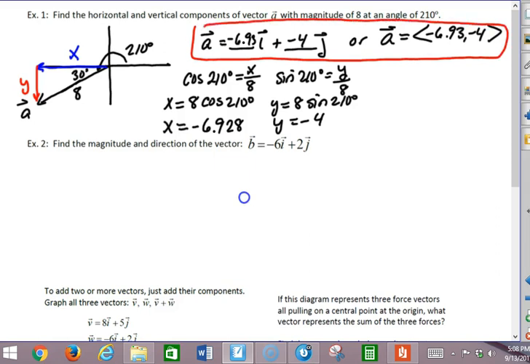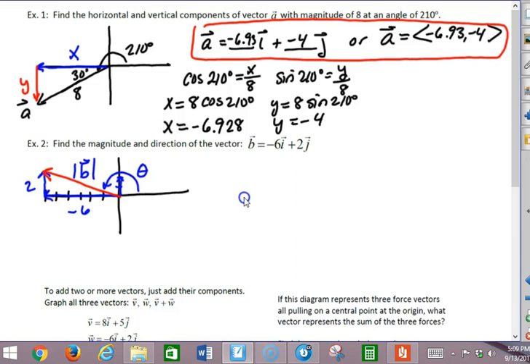Now sometimes I'm given the components and I want to find the magnitude and direction. So I go to -6. Here would be one vector. My other vector would be +2. So I could go 2 in the y direction, but remember I have to shift the y over and add it to the tip of x. So my resultant vector would be here. So I have -6 and +2. I want to know how long the vector is. I want to know the magnitude of vector b, and I want to know this angle.